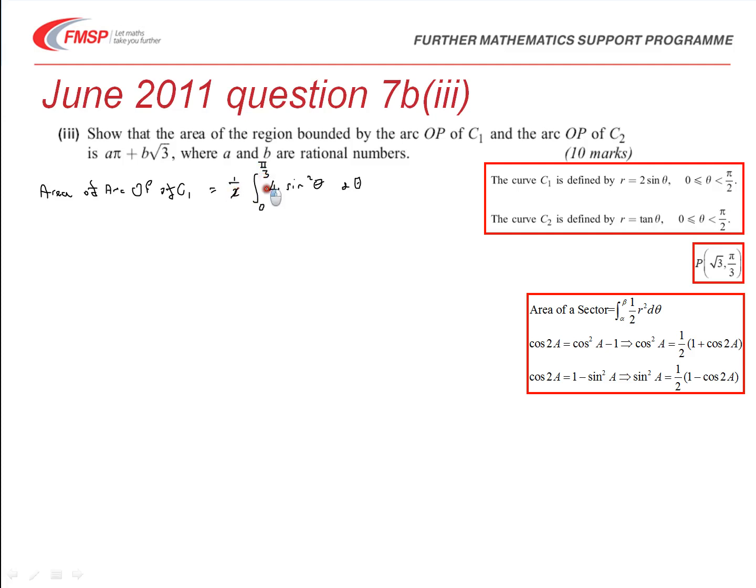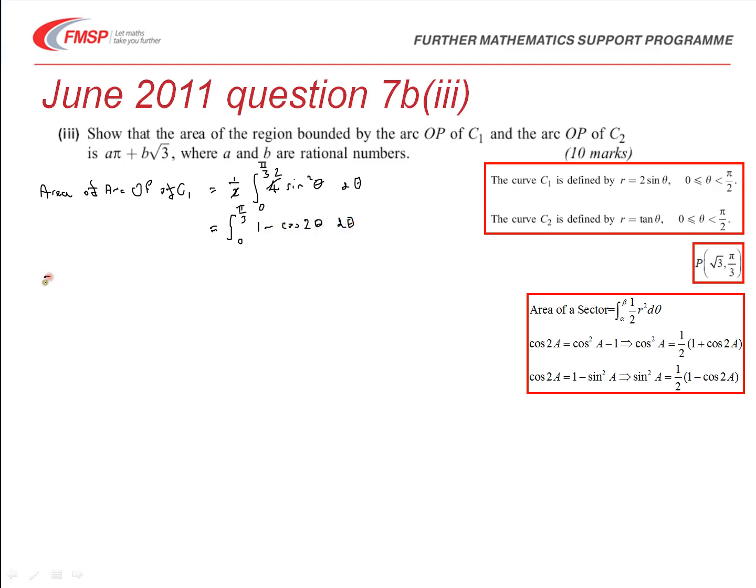We can divide through by 2 here to make that 2 sine squared theta. And then to integrate 2 sine squared theta, we use the double angle identity, because we know sine squared theta is a half of 1 minus cos 2 theta, and so when we double that, we're just going to get 1 minus cos 2 theta. So this is going to become the integral from 0 to pi by 3 of 1 minus cos 2 theta d theta.